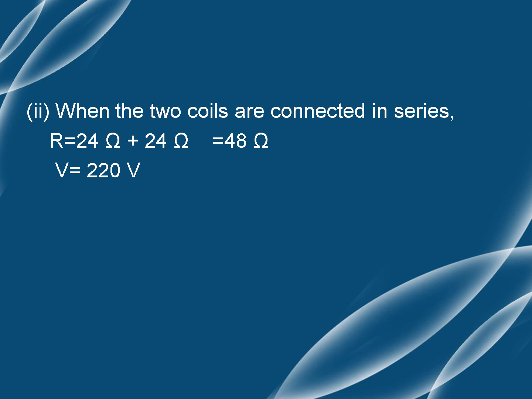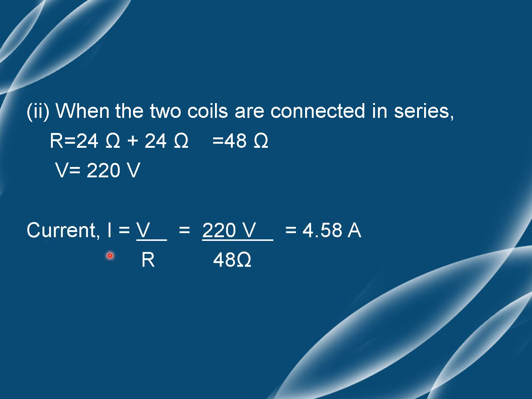Now for the second case, when the two coils are connected in series. So R is equal to 24 ohm plus 24 ohm, that is equal to 48 ohm, and V is 220 volt. Now we know that current I is equal to V by R. So 220 volt divided by 48 ohm. This is when the two coils are connected in series. So we get the answer as 4.58 ampere.